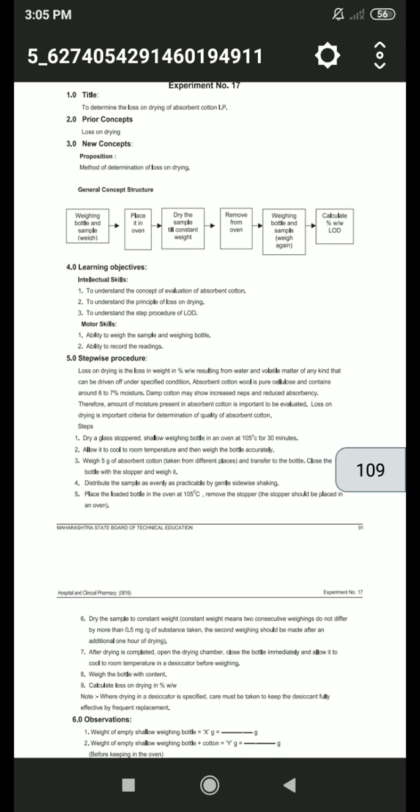The next step is to dry the sample to constant weight. Constant weight means two consecutive weighings do not differ by more than 0.5 mg per gram of substance taken. The second weighing should be made after an additional 1 hour of drying. The next step is, after drying is completed, open the drying chamber, close the bottle immediately and allow it to cool to room temperature in a desiccator before weighing.